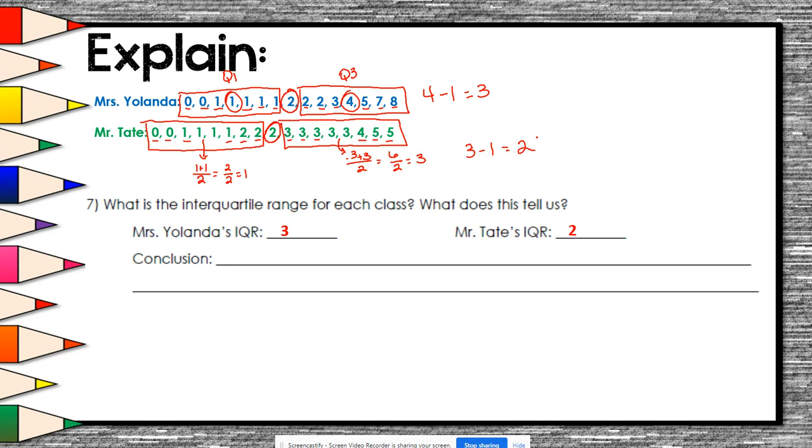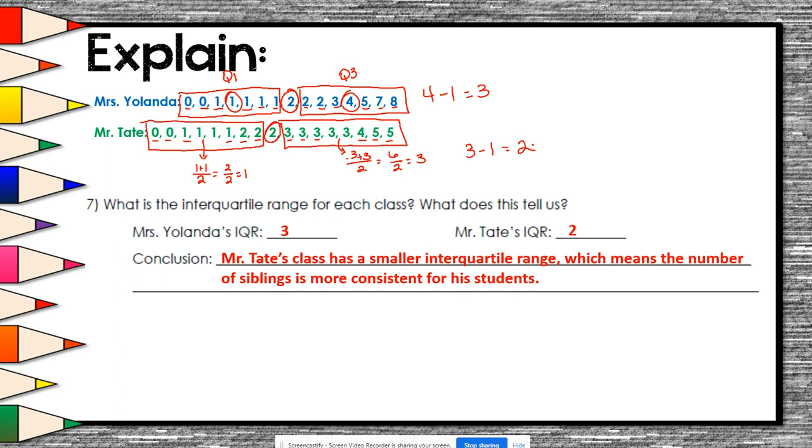Now, interquartile range is a measure of spread, so this tells us how far apart the data is spread out in that data set. Since Mr. Tate has a smaller interquartile range, that means his numbers are closer together, so they are more consistent.